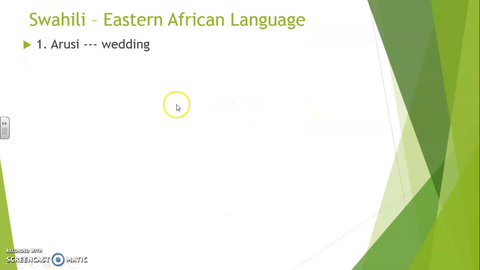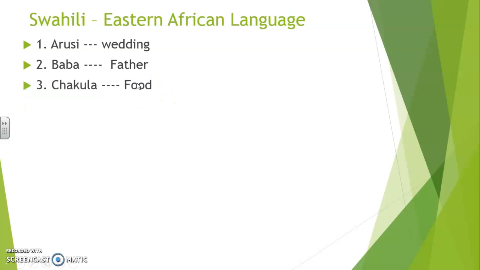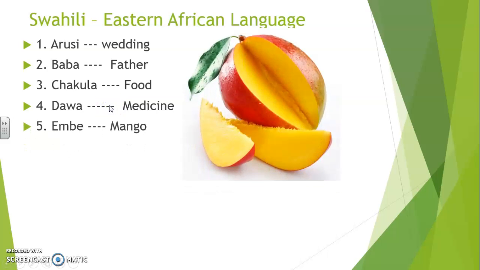Swahili, a lot of interesting words I'll run through kind of quickly. If you're going to go to a wedding, like I have 2 children getting married, they would be an arusi. Your dad, you would call Baba. You want some food, you'd say chakula. Medicine, you have a headache, can I have some dawa? If you wanted a mango, right there, looks good, embe.